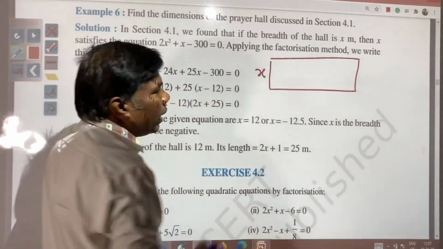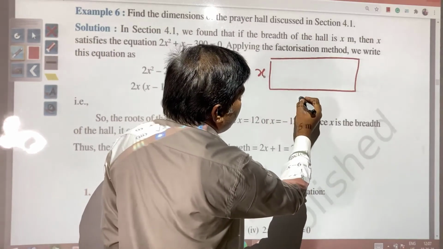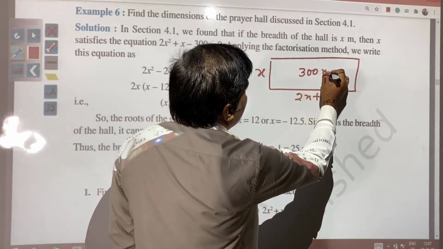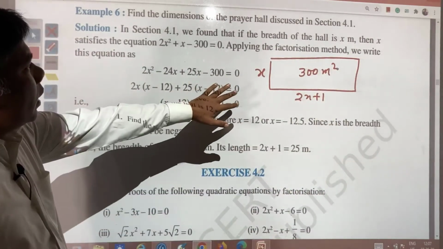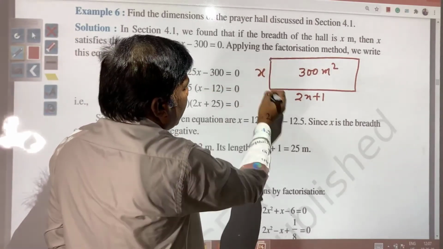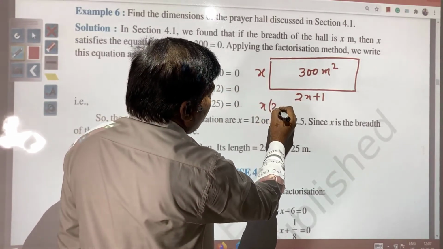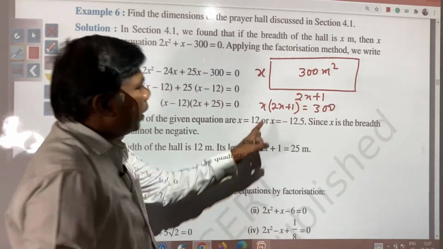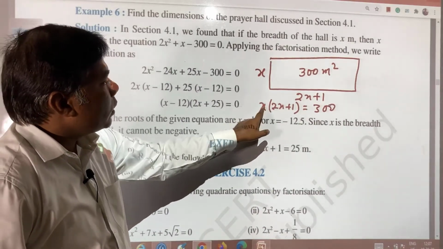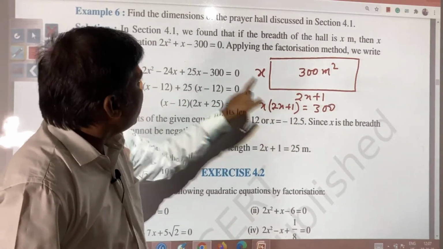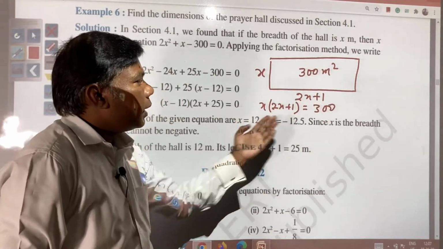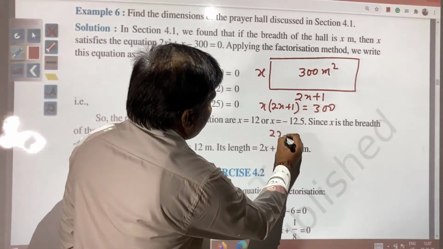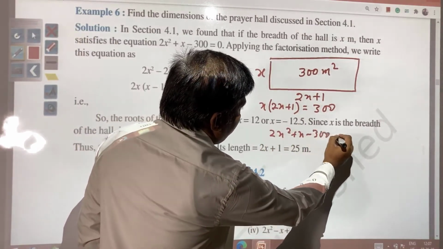Breadth was assumed x, and length according to the question was 2x plus 1, and area was 300 meters square. So here you see, area of rectangle is length into breadth, x into 2x plus 1, and that is equal to 300. If you multiply this, what will you get? x into 2x, 2x square, x into 1, x. 300 will be taken to the left side, so it will become minus 300, and that is equal to 0. So you will get 2x square plus x minus 300 is equal to 0.